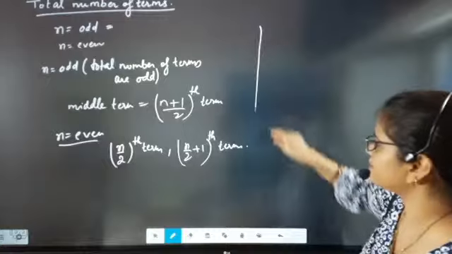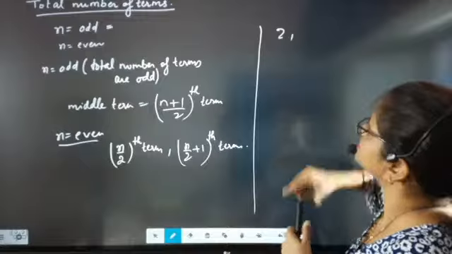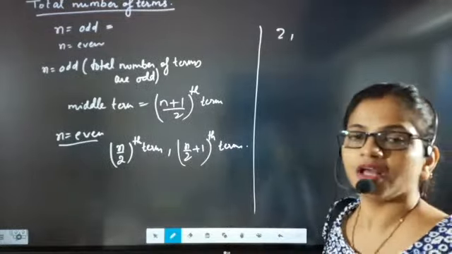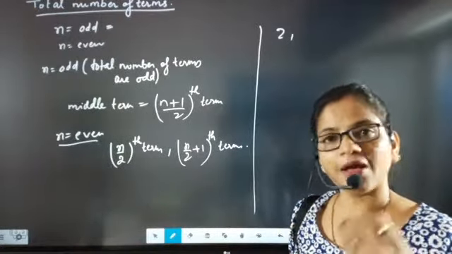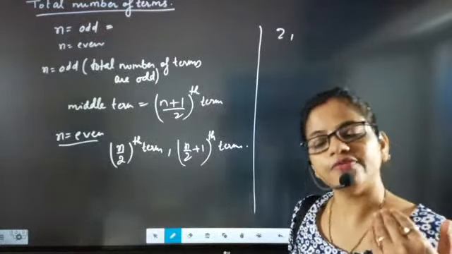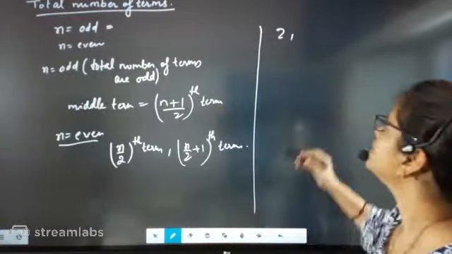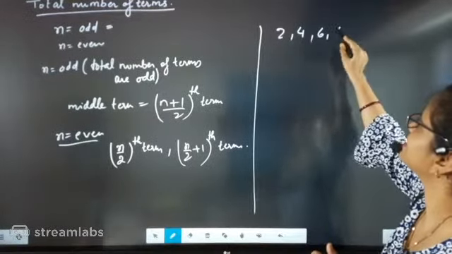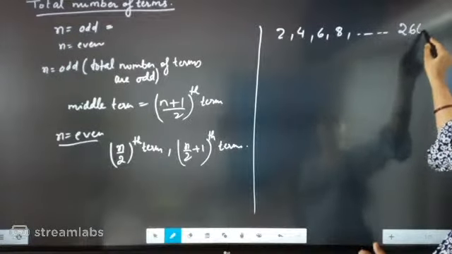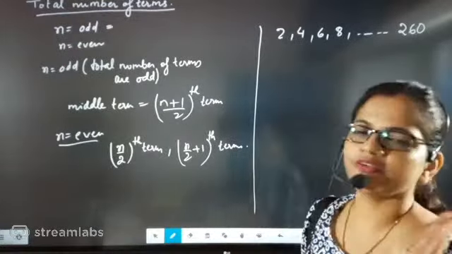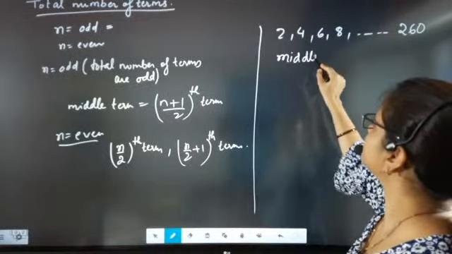So now let's see one example. We have 2, 4. Everyone now focus on this question, beta, how I am solving and finding the middle term. If I solve an example, it will help you get the correct idea. Now 2 is there, 4 is there, 6 is there, 8 is there, till 260. Fine. So one sequence is given to you. Then they will ask: find the middle term. What is the middle term?